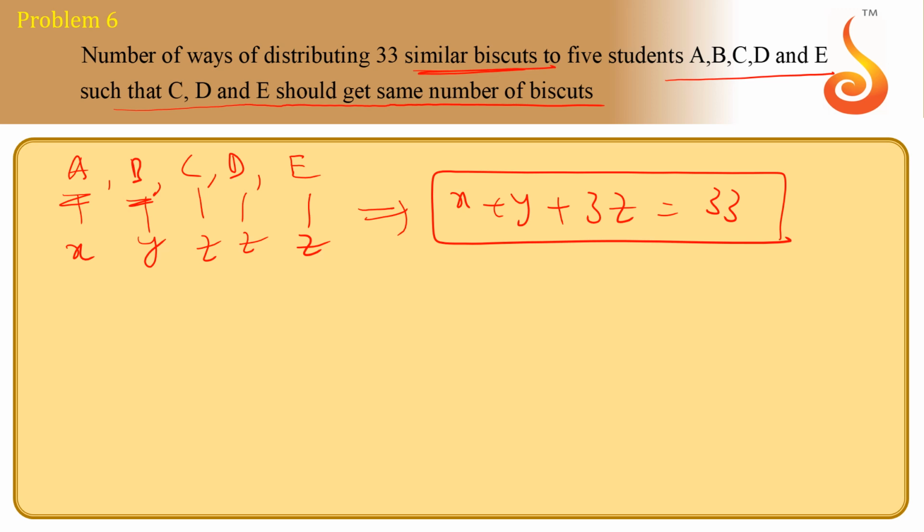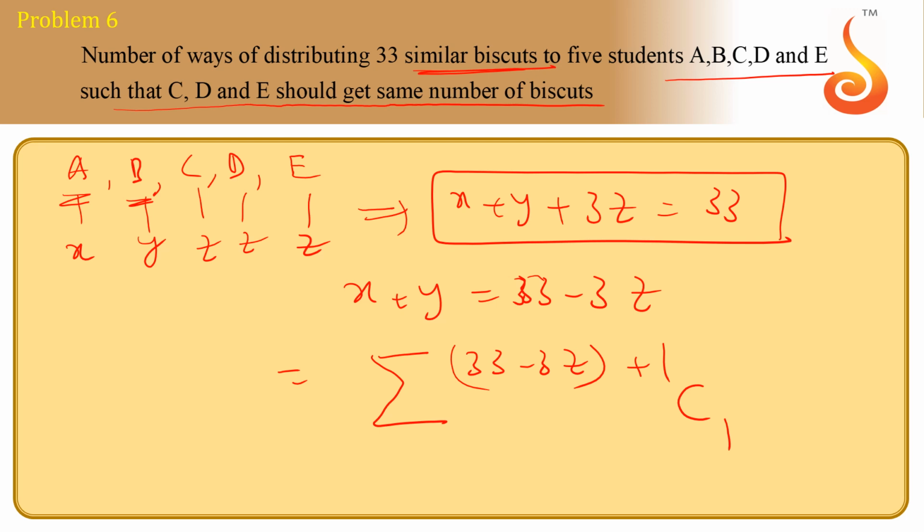Then we have to calculate the number of non-negative integral solutions for this equation. So how to do? You can write this as X plus Y equal to 33 minus 3Z. So the number of solutions should be (33 minus 3Z plus 1) C 1. This is a summation over Z values. Because for non-negative integral solutions, Z minimum starts with 0, and 3Z means it should go up to 11, because if it is more than 11, you will get a negative number on this side. So you expand this sigma, and you will get the result.